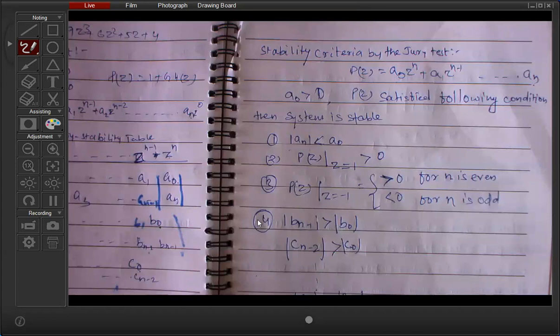Yes, sir. So as I told you, for the stability analysis process, there are three methods. First method is called Jury stability method. Second one is called bilinear transformation. And third one is called Lyapunov stability criteria.